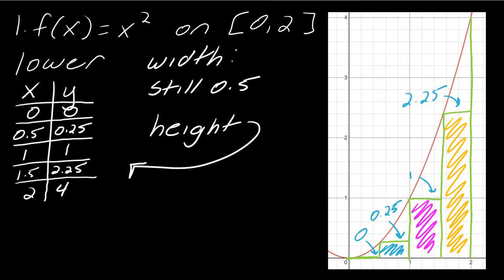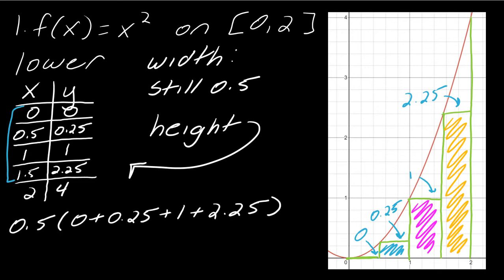So I've got all of that information in my table, and it just so happens to be this part of the table here. So like I said, the table is a really handy way to help you figure out what these heights are. And so then I can do my calculation in a very similar manner. So I've got the width times the sum of the heights, and then I can just finish that. So that comes out to 1.75.